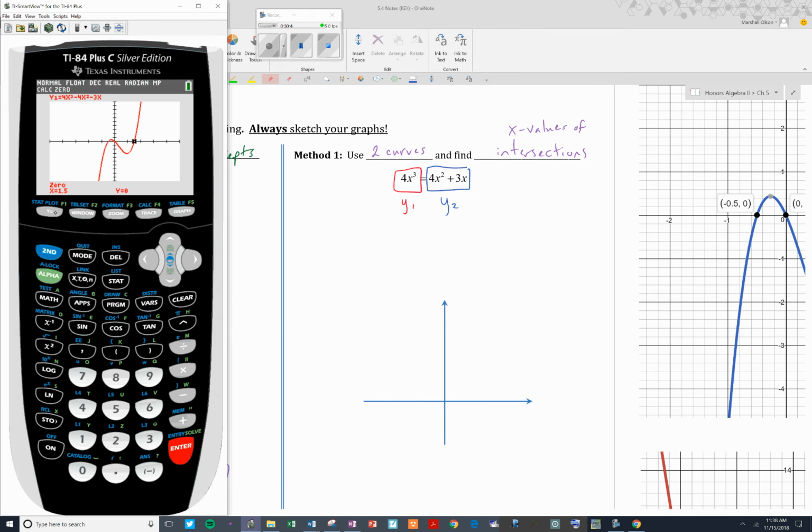Go back to your y equals. I'm going to clear this guy out and just type in 4x cubed. It doesn't matter which graph you make which. And I'm going to go 4x squared plus 3x. I'm going to graph both of those.